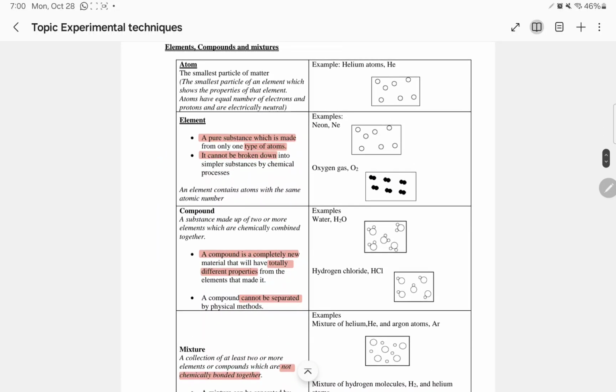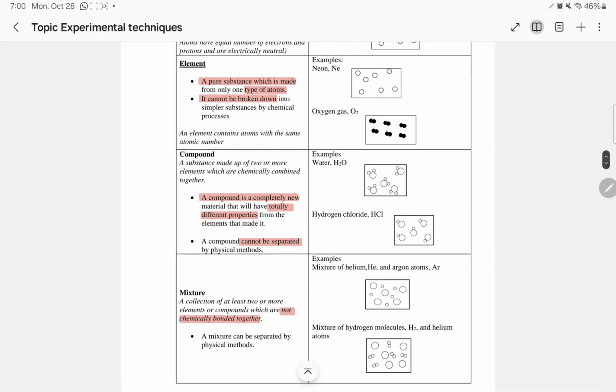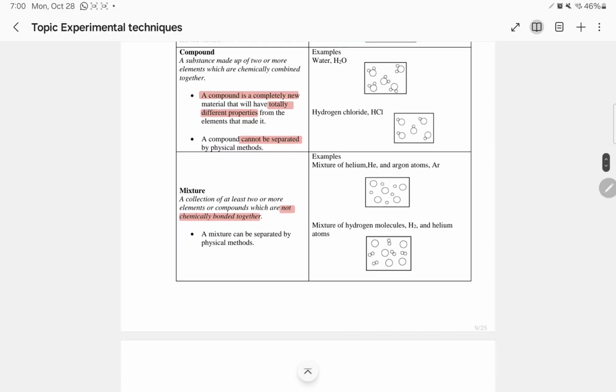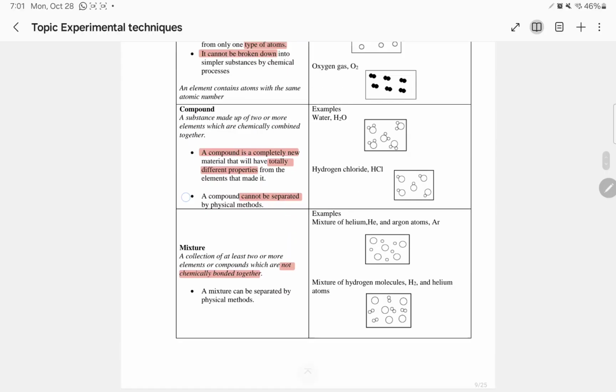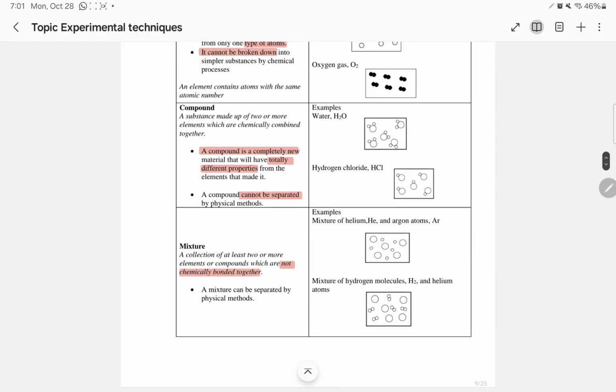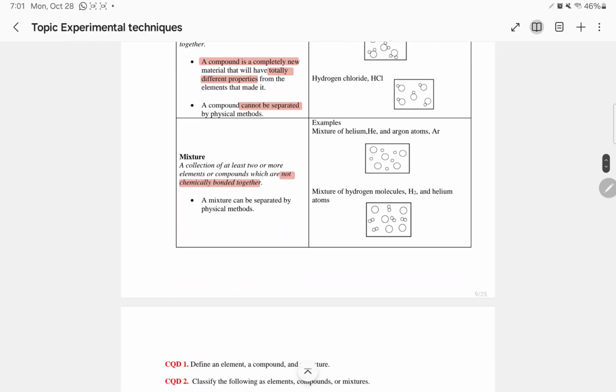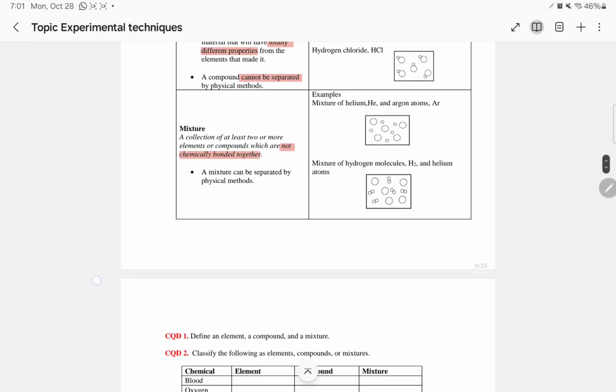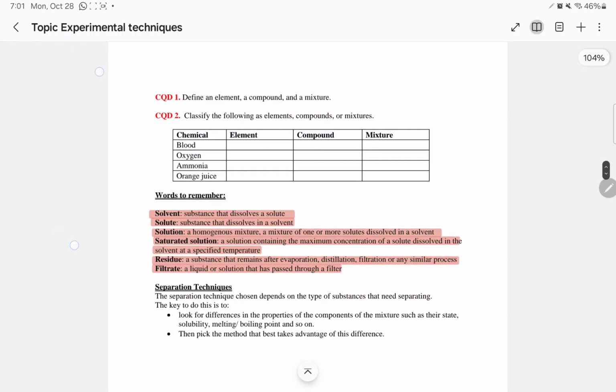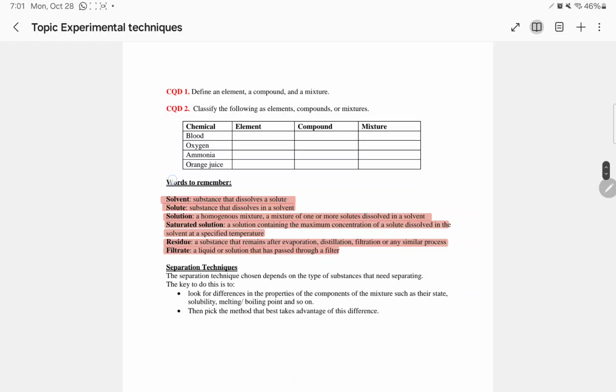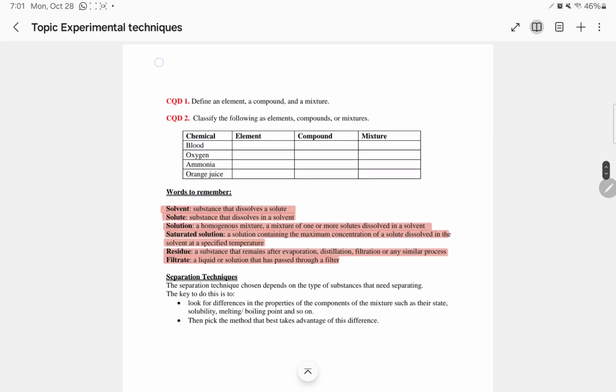Do I really need to explain this? An atom is the smallest thing. An element is a pure substance made out of one type of atom. A compound is a substance made out of two or more types of elements, not atoms. Compounds are made of different elements and cannot be separated by physical methods. A mixture is a group of different elements or compounds that are not chemically bonded. Read them really quickly, don't just stay on mine. Define an element, a compound, and a mixture. This is really easy, we just read them.